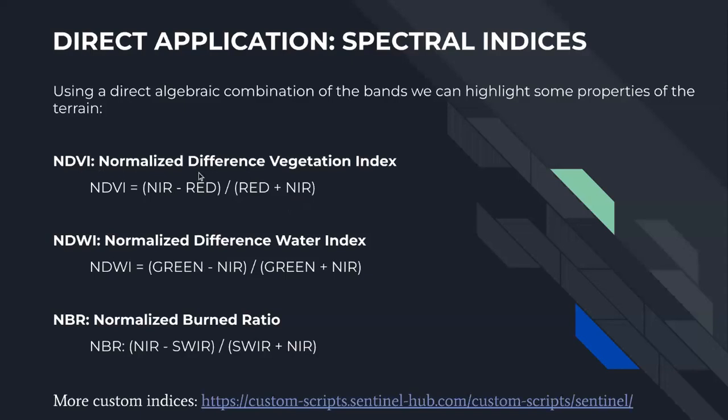Same thing if, instead of red, you take the green band and you subtract the near infrared from it, then you will get an index that is sensitive to the presence of water. The last thing is the normalized burn ratio. It's an index that is sensitive to the presence of burned areas. So if there was a fire, then we can find it in the satellite images by doing this algebraic combination of shortwave infrared and near infrared bands.